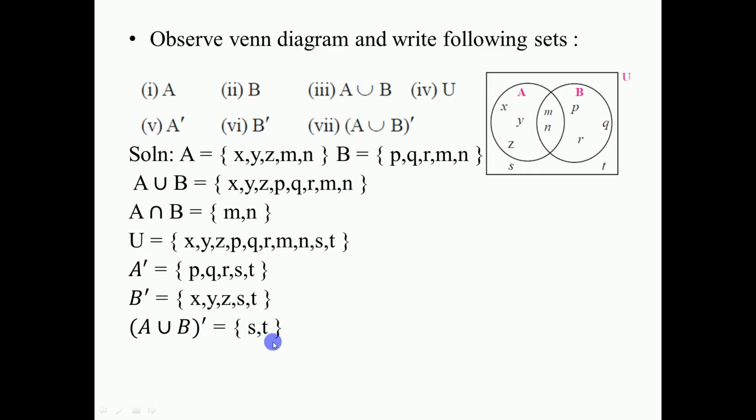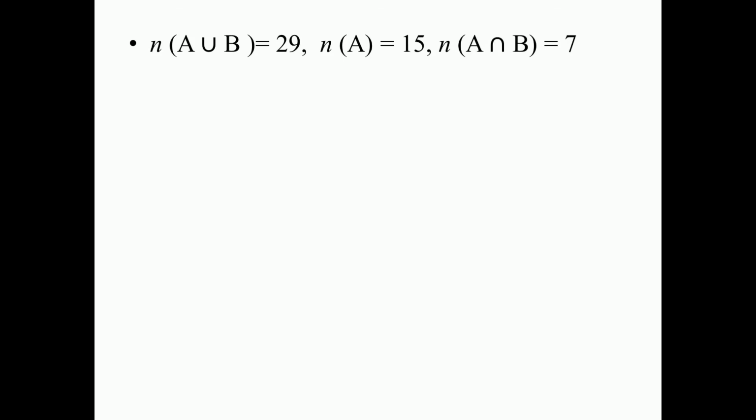So I hope you understood this question. This question is very important, and if you know your basics well, this will be very easy for you. Now let us move on to the next one. n of A union B is given as 29, n of A is 15, n of A intersection B is given as 7. We have to find n of B. These are the data which are given, and we can find this using the relation between the union as well as the intersection. So let us write the formula.